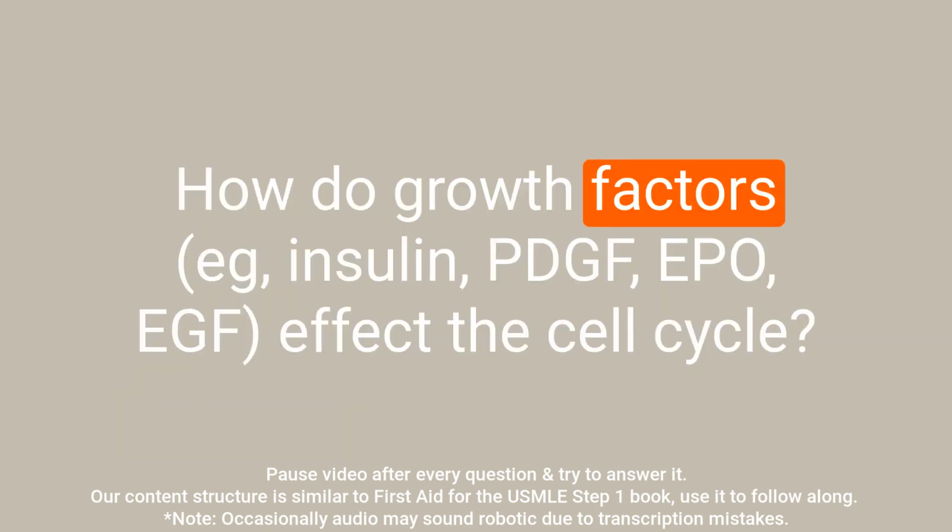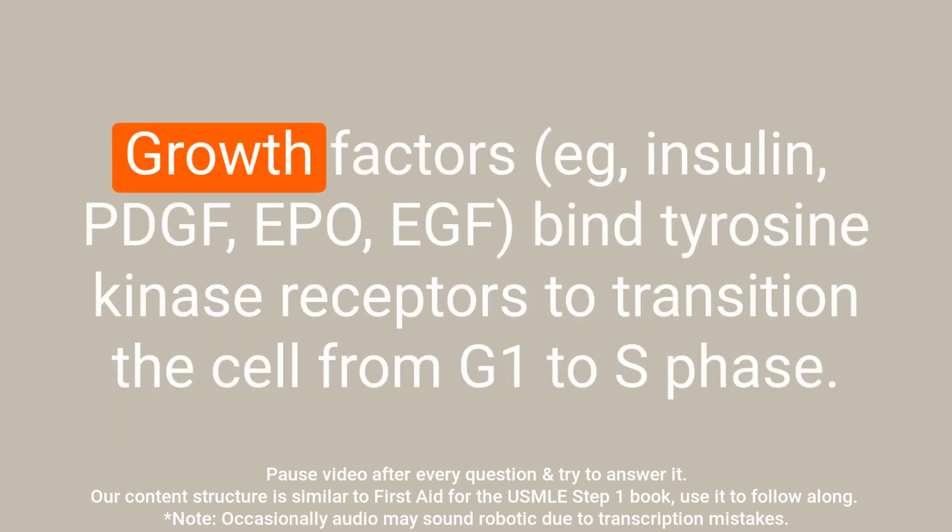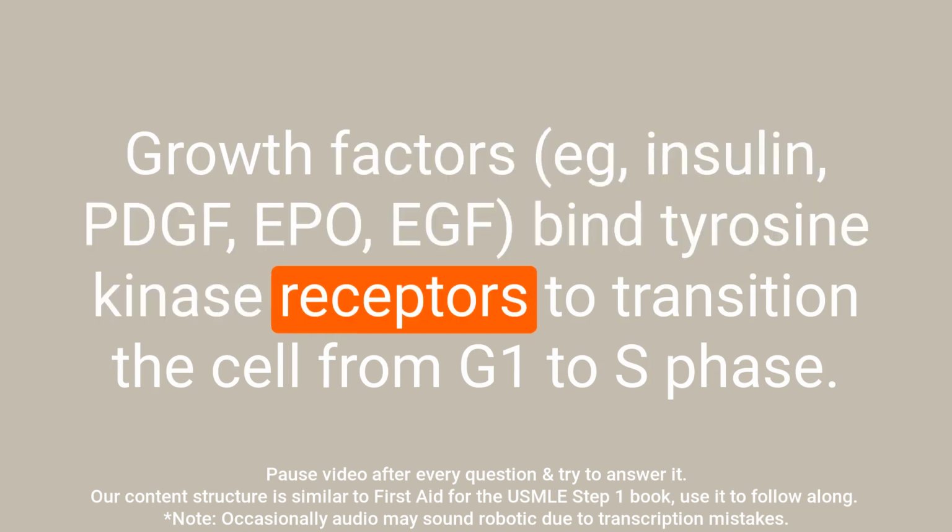Question: How do growth factors affect the cell cycle? Answer: Growth factors bind tyrosine kinase receptors to transition the cell from G1 to S phase.